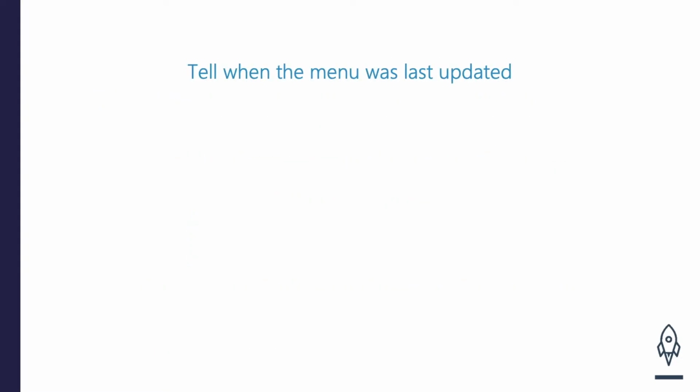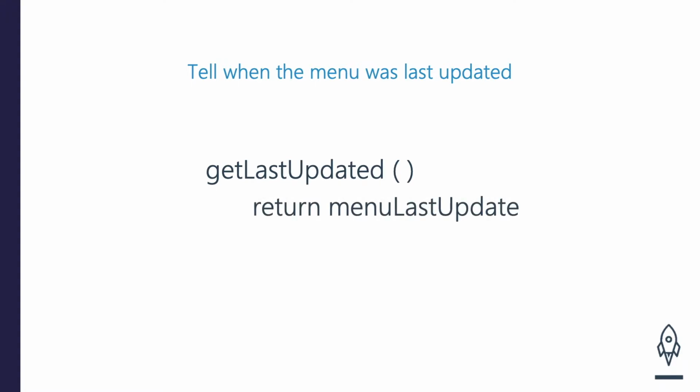Now we need to tell when the menu was last updated. As always, we start with our method name. In this case, I'll call it getLastUpdated. And I'm going to return the menu's last update. This might look like a getter to you. That's because this does have the qualities of a getter. So it's a good way to think of it. Finally, we're going to add this into the menu class when we're done. And that's it. Let's move on.